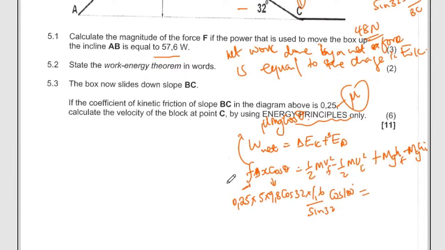So when I simplify this, remember this is just the left-hand side. So 0.25 times 5 times 9.8 times the cos of 32, times the 1.6 over the sine of 32, and then the cos of that. I'm getting 31.3665. But that is negative.